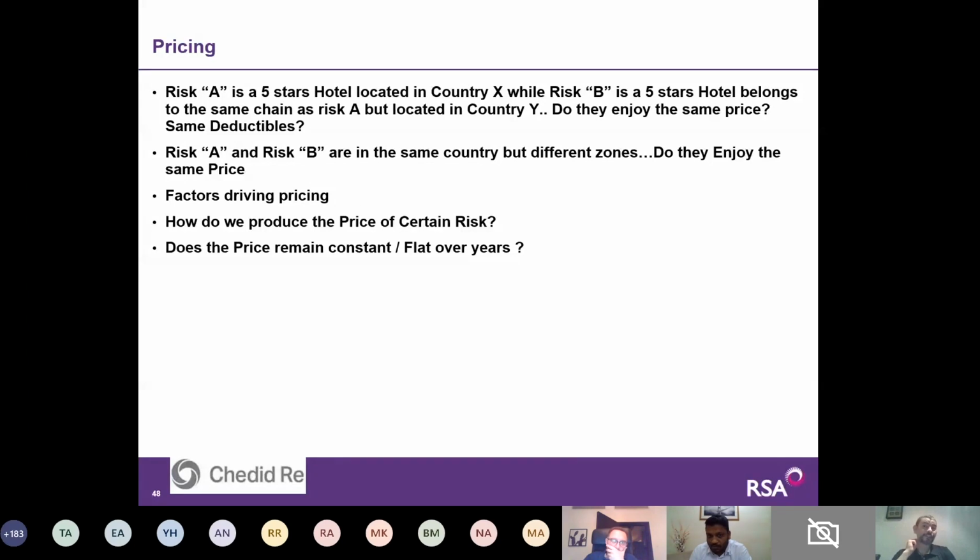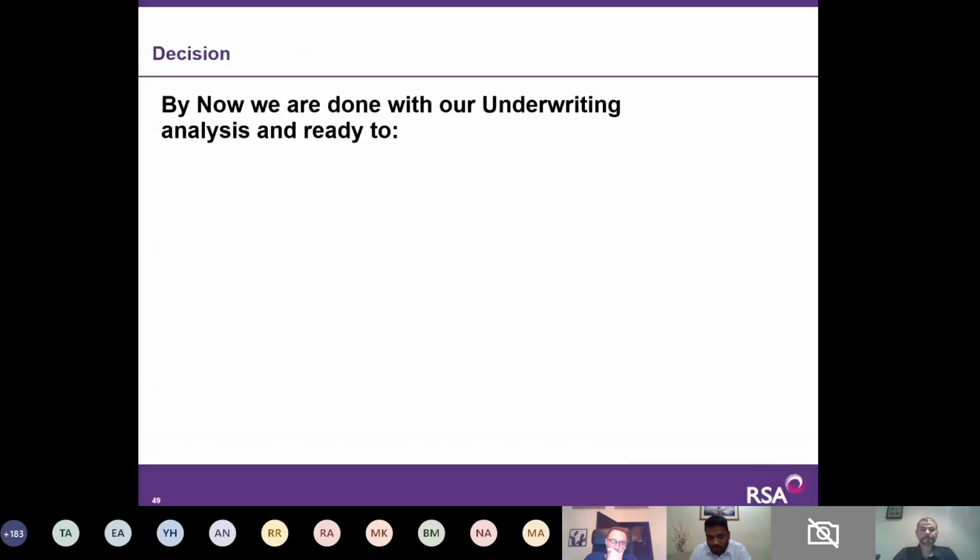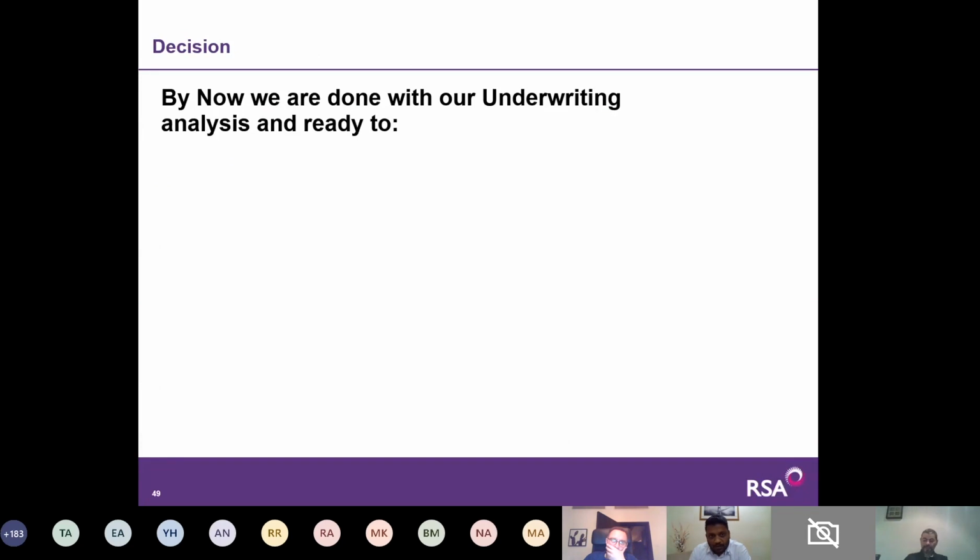SAMA deductibles in Saudi, are they the same in Oman? If a loss happens in Saudi, the client knows that he has to pay a million Saudi riyals. Is it the case in Oman? We cannot price them the same. It's unfair. Now, having done everything, we have one button.